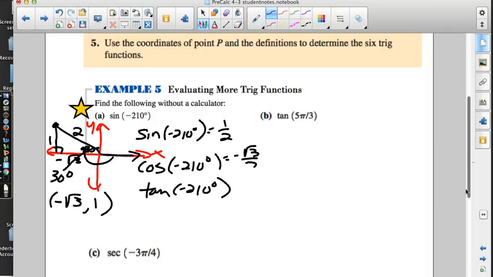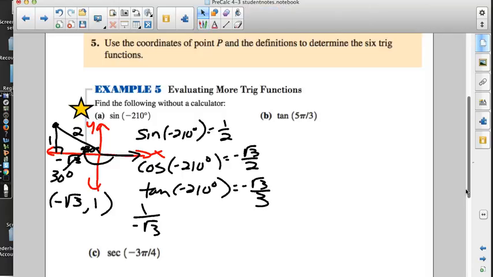How do you find tangent? Definition of tangent. Opposite over adjacent. Oh, little work here, because we've got 1 over negative square root of 3. Again, you can visualize bringing the square root of 3 up and making this a 3 on the bottom. Then we have to do the secondaries. Oh, they didn't even want them all.